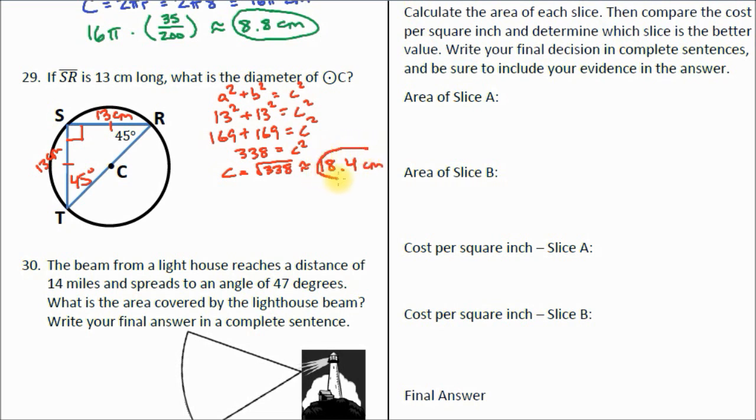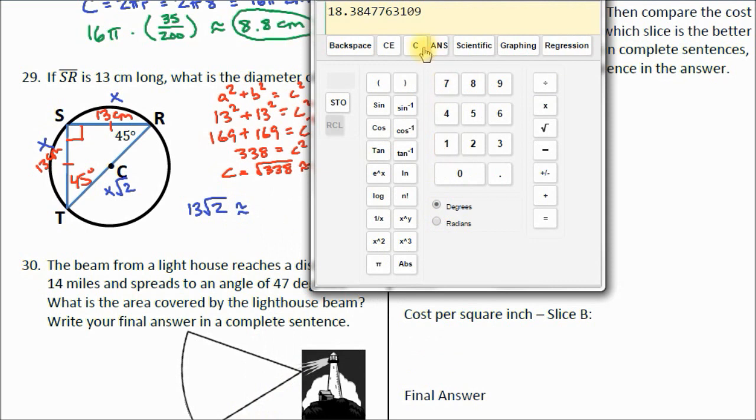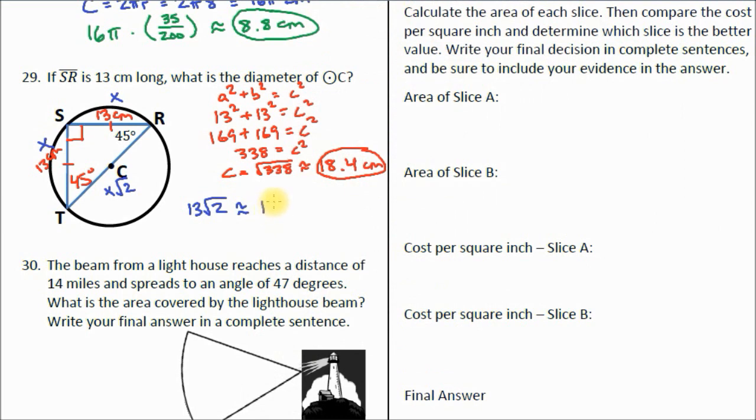That's one way to solve it. Well, the other way is this. This is a 45, 45, 90 triangle. It's a special triangle. We know that in a 45, 45, 90 triangle, if the leg is x, then the other leg is x, and the hypotenuse is x times the square root of 2. So you could also have solved this by just writing 13 times the square root of 2. Let's check that out. 13 times the square root of 2. I'll close the parentheses there. And the same answer, 18.4. So two ways, 18.4 centimeters. Two ways to solve this particular problem.